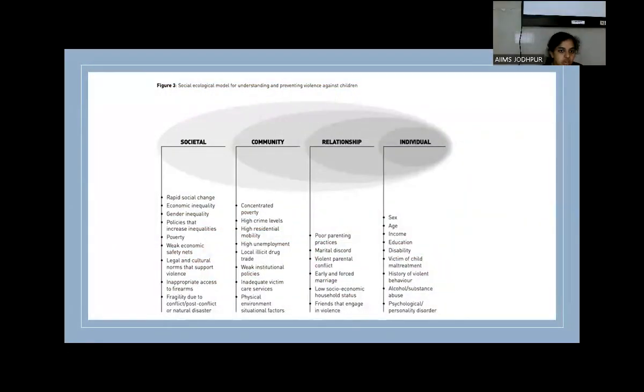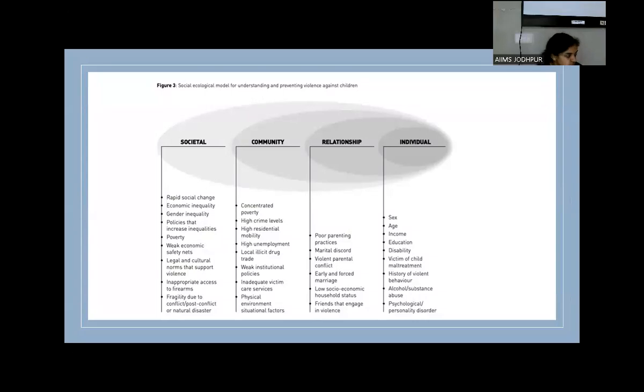So they brought together a social ecological model for understanding, that is at the society level, community level, relationship as well as the individual. They said that the economic, gender inequality as well as policies and the management of poverty as well as legal norms and cultural norms should be taken care of. And the child should be in a place with proper employment. There should be low crime level. The institutional policies should be appropriate, and the victim care services available should be good.